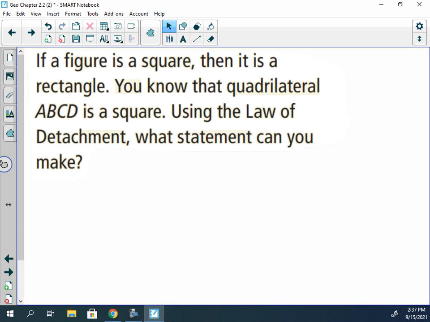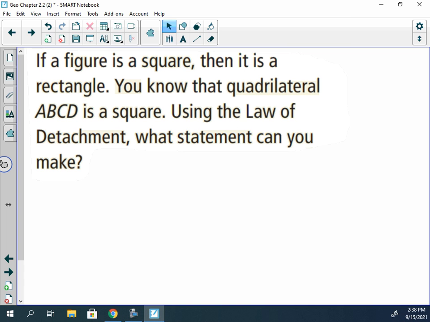So our conditional statement: if a figure is a square, then it is a rectangle. You know that quadrilateral ABCD is a square. Well, does that satisfy the hypothesis? Because what does it tell us? ABCD is a square, so that part follows up. That lines up with the hypothesis, yes? So the hypothesis is true, therefore the conclusion must also be true.